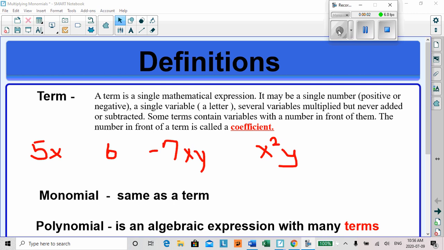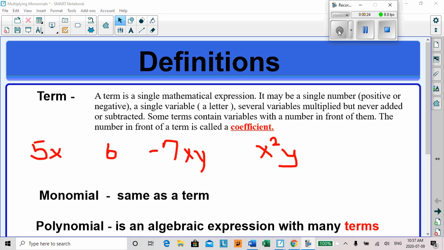Today we're going to learn about the distributive law. But before we do that, we need to understand how to multiply monomials. That's a big word. We need to understand what a monomial is. You've heard me talk about terms. I want to make sure you understand what I'm talking about.